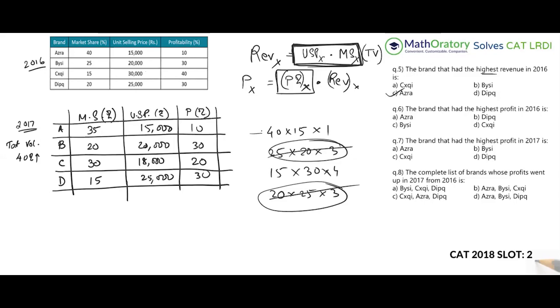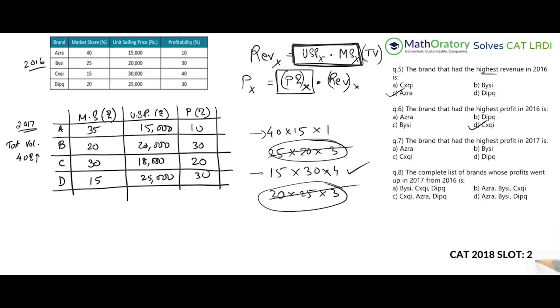Now, all you have to do is compare these two. And this is pretty obvious, right? 15 is common. This is 40 into 1, and this is 30 into 4. 30 into 4 is 120, and this is 40. So this has to be the highest, right? So the highest out here is C. I took it in that order in the table, so it's easy for me to identify. So this is the answer for question number 6.